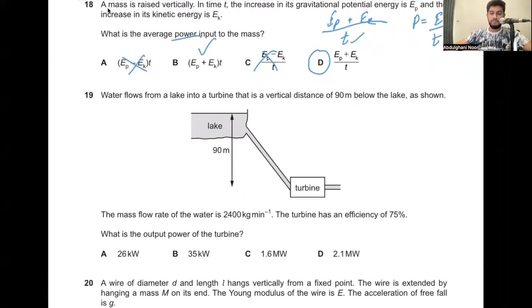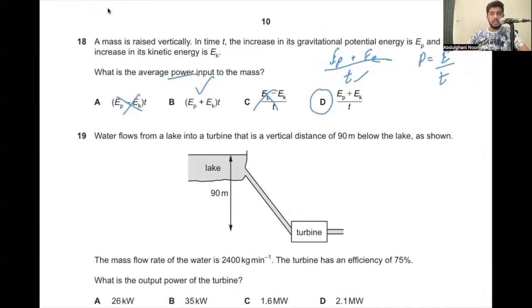Question 19. Question 19 says water flows from a lake into a turbine. Can you explain question number 18 again? Okay, let me go over question 18 again.